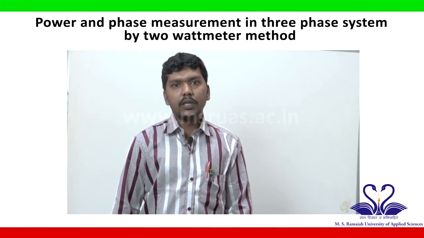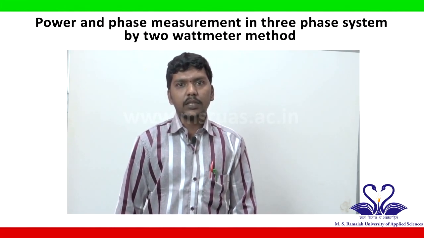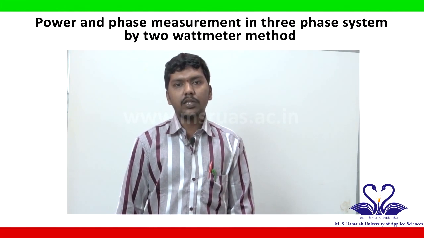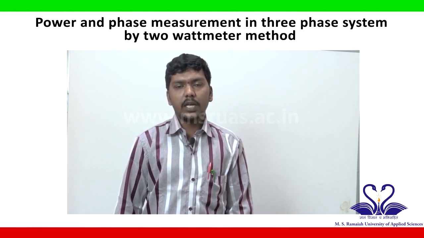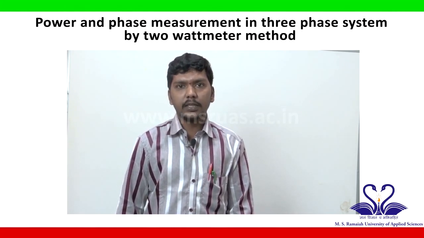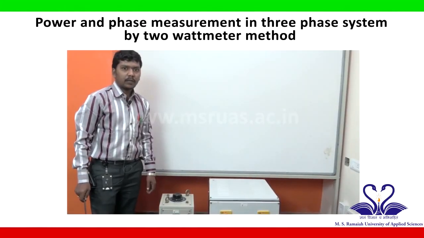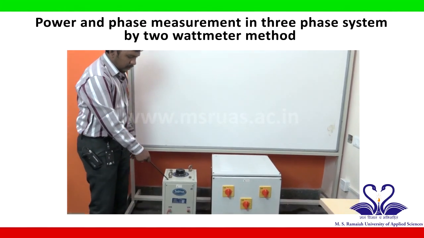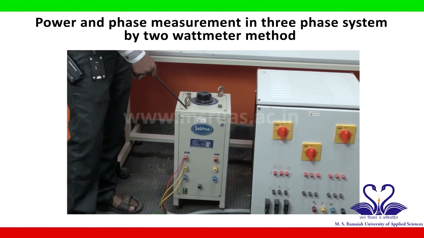By the use of 3 voltmeters and 3 ammeters in a 3-phase system, the circuit becomes complex and it also increases the cost. To overcome this drawback, we are going to measure 3-phase power with the help of only the 2 wattmeter method for a given resistive load. To conduct this experiment, we need one 3-phase auto transformer. It is also called a 3-phase variac.